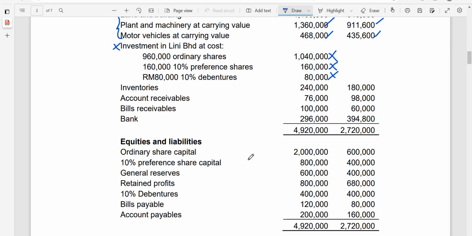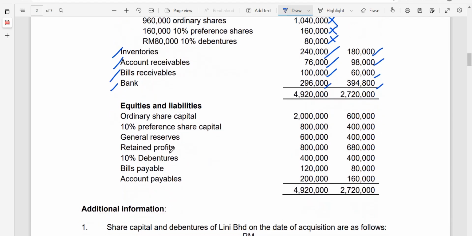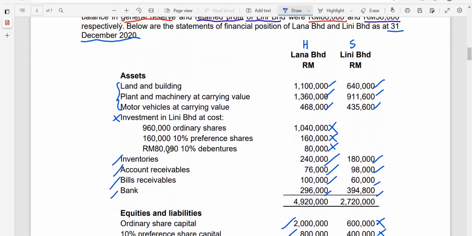So we're also going to include all these assets, and that will be done in our template later. I'm going to show you how to do the template in a short while, but before that, this will be included, but this will not be included because this will also be eliminated against the consideration transferred and the non-controlling interest. So when we talk about consideration transferred, this is the consideration transferred for each of the ordinary shares. Let me just take a different color.